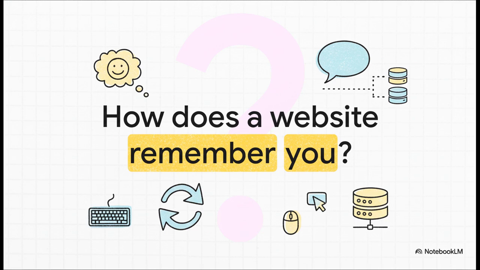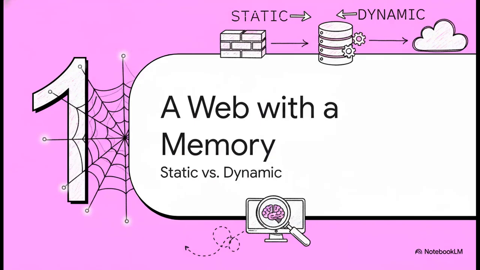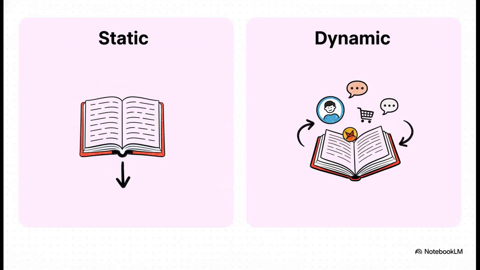Because when you visit a site these days, you're not just reading a page. More often than not, you're actually starting a conversation. All right, so let's dive into that. This whole idea of a web with a memory really comes from the difference between two kinds of websites. In the early days, the web was mostly static. Think of a website like a book you could only read. The pages were there, the words were fixed, and that was pretty much it.